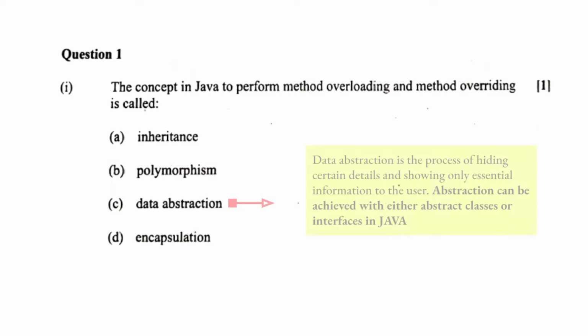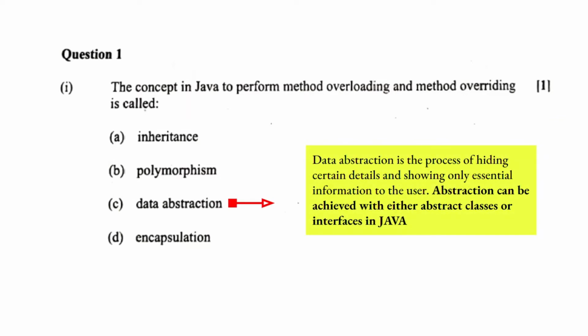Similarly, let's go for the other term, that was data abstraction. This is the process of hiding certain details and showing only the important or essential information to the user. And this can be achieved in Java with the help of abstract classes or interfaces. Interfaces is the right term.